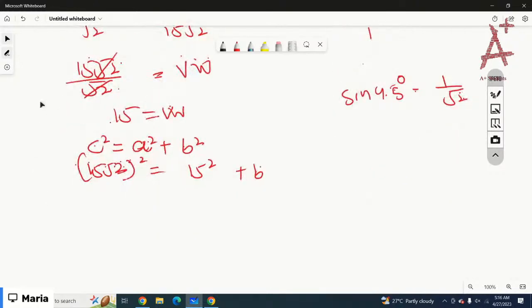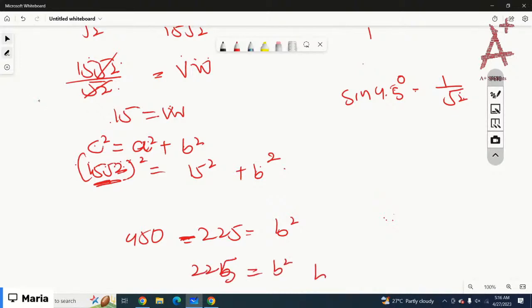Let me just calculate the values. 15 square times 2. Hold on. Okay, 15 square is 225. 225 times 2 is 450. So here you have 450, 15 square root 2 squared. Got it? You have to subtract this 15 square for the other side. It would be 225 equals b square. So 450 minus 225 is 225. That means b square equals 225, so b equals 15.